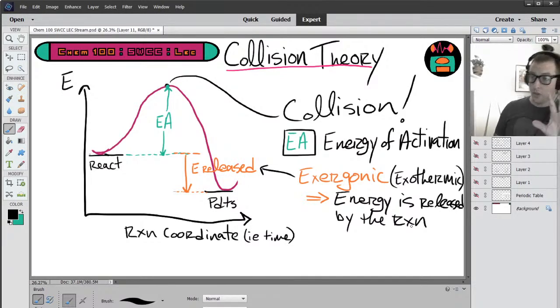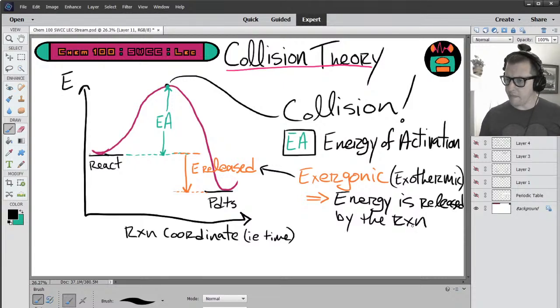Now, you might be going, well, wait a minute, Josh. I know that some chemical reactions release energy, but every chemical reaction doesn't. So what happens if energy isn't released by a chemical process? What happens if energy is absorbed? And I'm so glad you asked, or I guess I asked, because that's where we're going next.